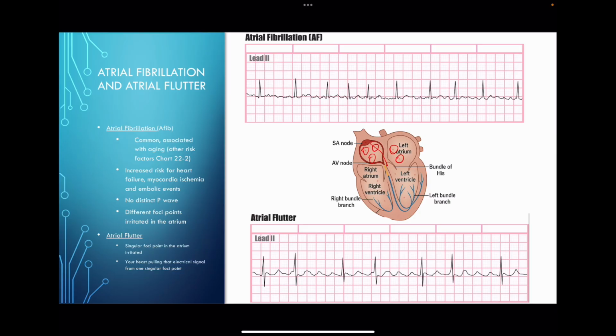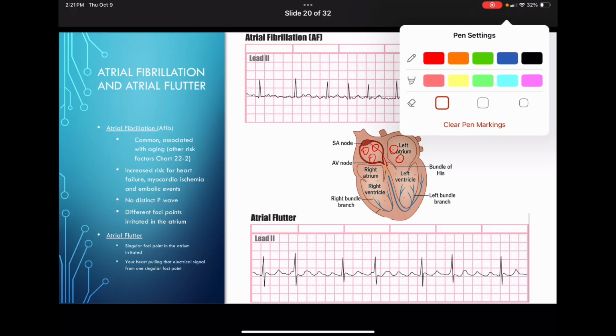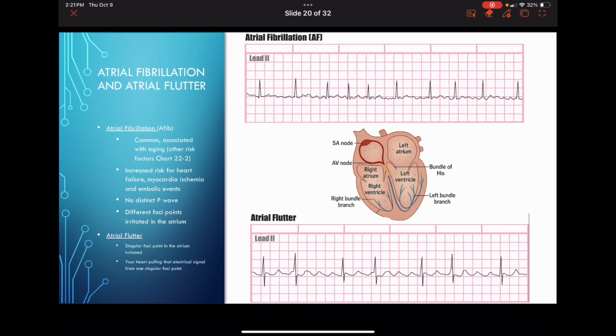The difference between AFib and A-flutter is that with AFib, it's all of these little foci points that are irritated trying to send it down. With A-flutter, it's a singular foci point continuously sending a signal repeatedly, and it's just rapidly firing, sending that signal down.